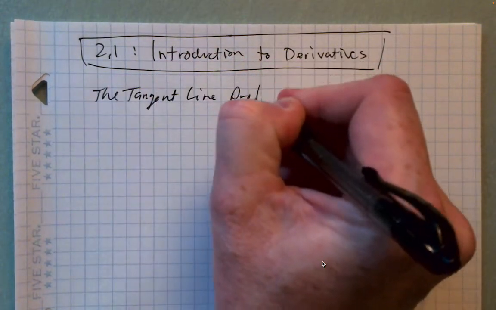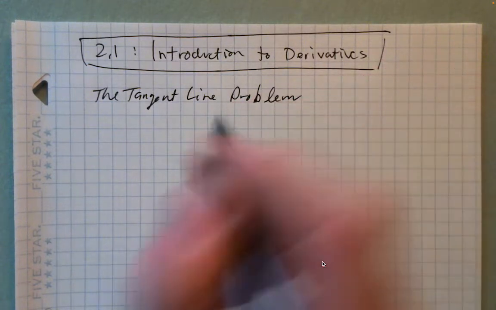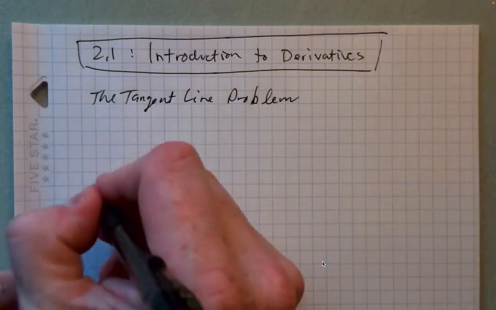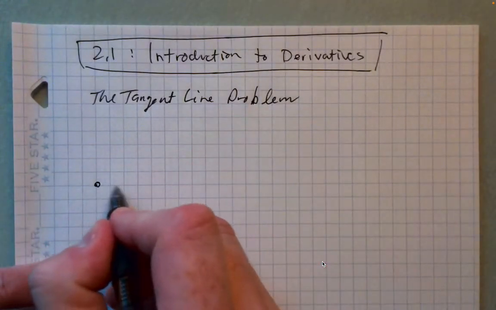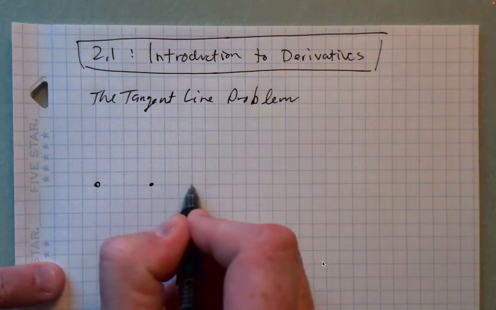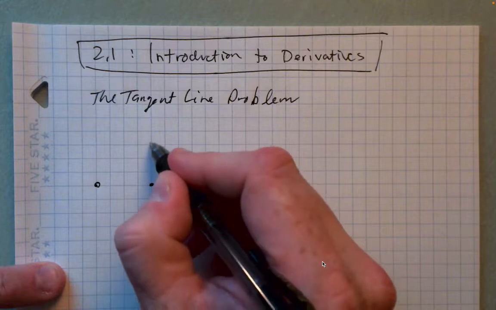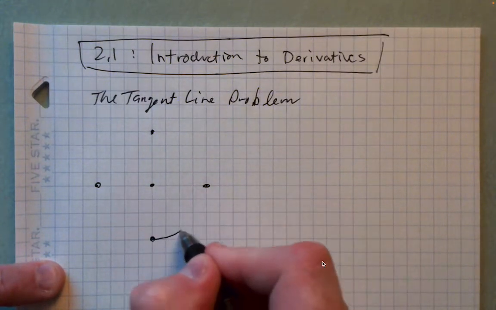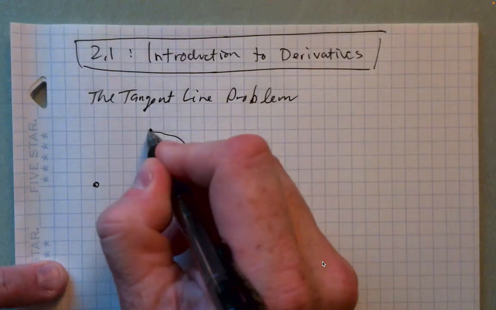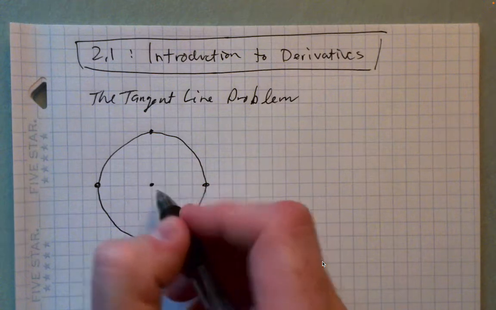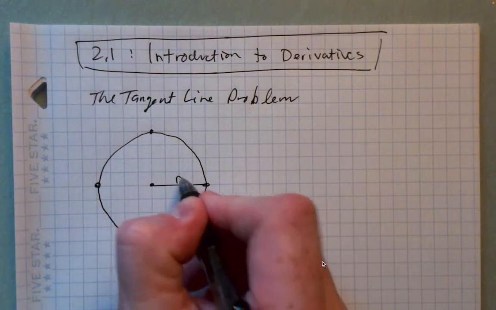So let's start by describing what this problem is and see how this motivates the idea of differentiation. So let's start with a circle, and maybe that's the center. 1, 2, 3, 1, 2, 3, we'll go out here. And we'll see if I can draw a circle here. There we go. Not the worst circle. Okay, so here's your radius.